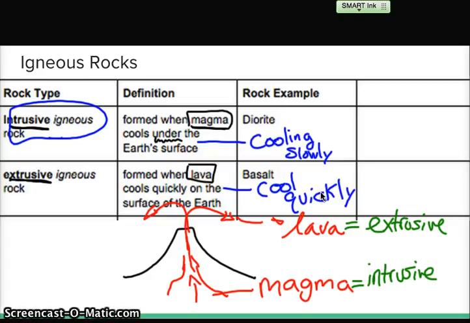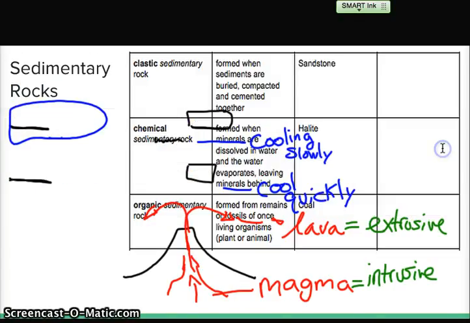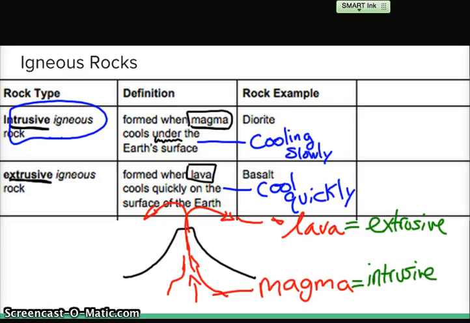So students, I want you to pause the video right now and I want you to jot in or put in an image over here. Oh, excuse me, I just went to the next slide on accident. I want you to draw your picture right here for intrusive igneous rocks and here for extrusive igneous rocks.